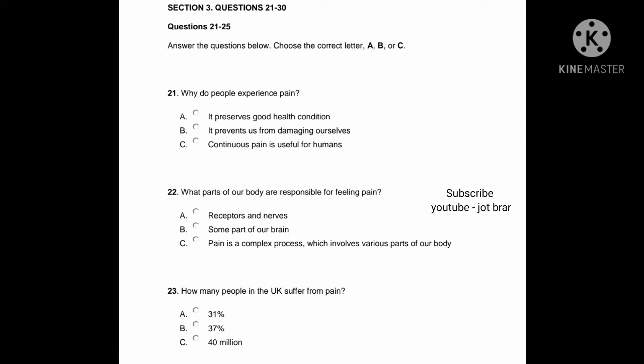Section 3. You will hear a scientific discussion about how people experience pain. First, you have some time to look at questions 21 to 25. As you listen to the first part of the discussion, answer questions 21 to 25.